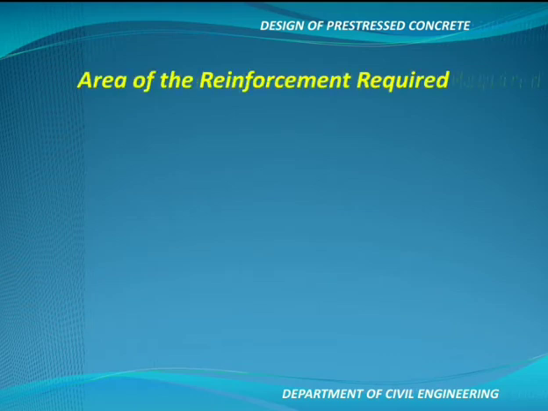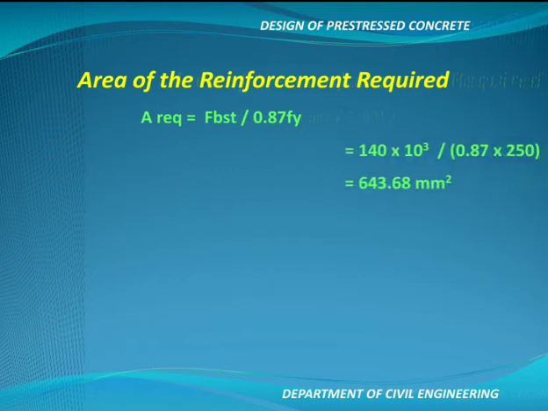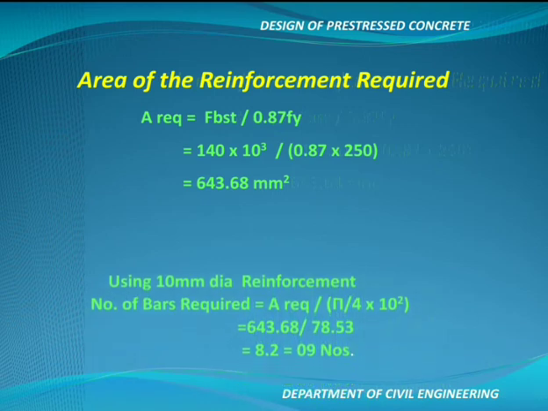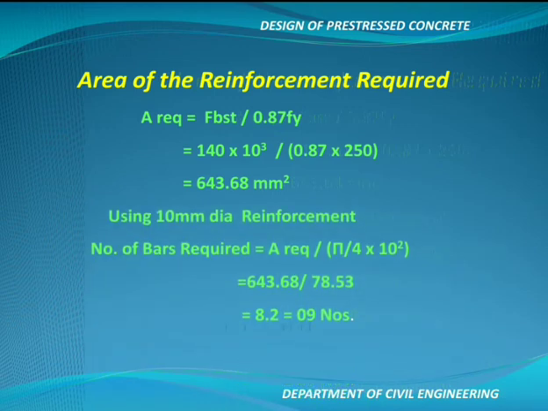The area of reinforcement required is given by the relationship A is equal to F bursting divided by 0.87 fy. Substituting the values, 140 into 10 raised to 3 divided by 0.87 into 250, which is the grade of steel we are using, we get the area required as 643.68 mm square.